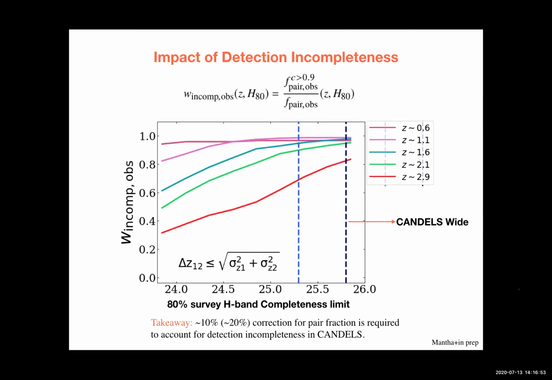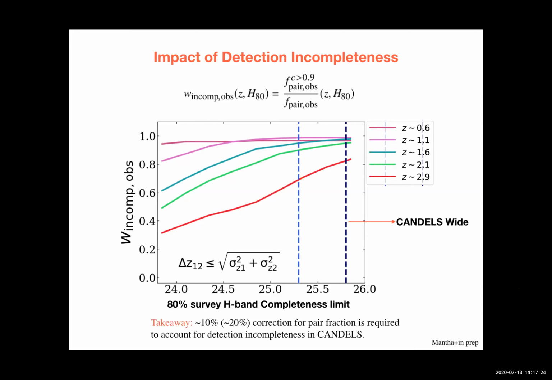So the next thing that we did is quantify what happens if you incorporate detection incompleteness into the picture. On the y-axis of this plot, I'm showing the W incomp, which is the ratio of the pair fractions with the detection incompleteness incorporated, and the denominator is what if you don't incorporate the detection incompleteness, as a function of redshift and something called the H80. So H80 is the 80% detection completeness survey threshold.